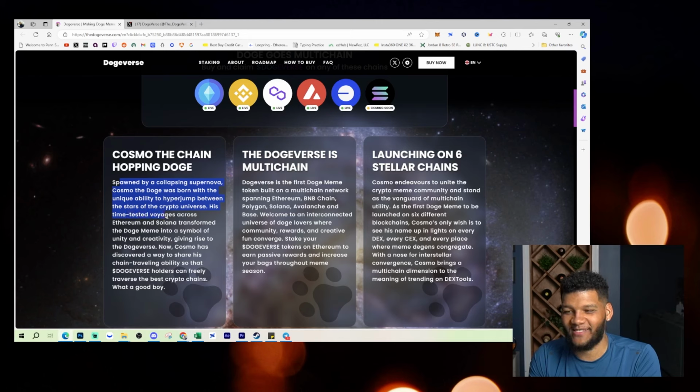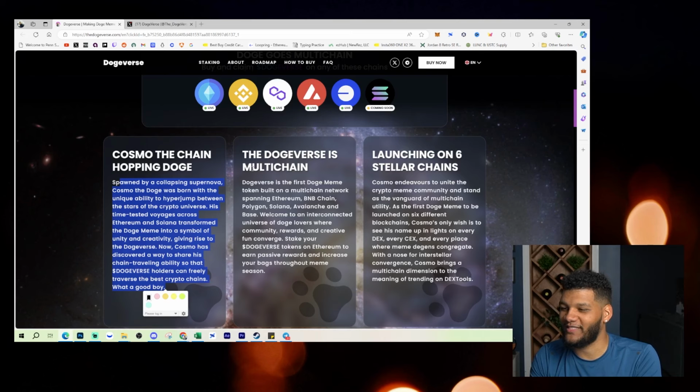His time-tested voyage across Ethereum and Solana transformed the Doge meme into a symbol of utility and creativity, giving rise to the Dogeverse. Now, Cosmo has discovered a way to share his chain traveling ability so that Dogeverse holders can freely traverse the best crypto chains. What a good boy, right?